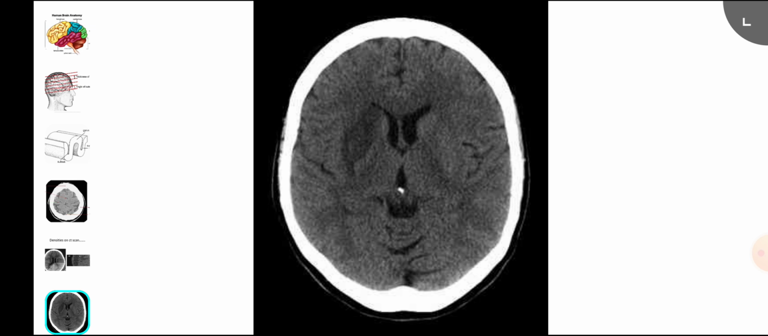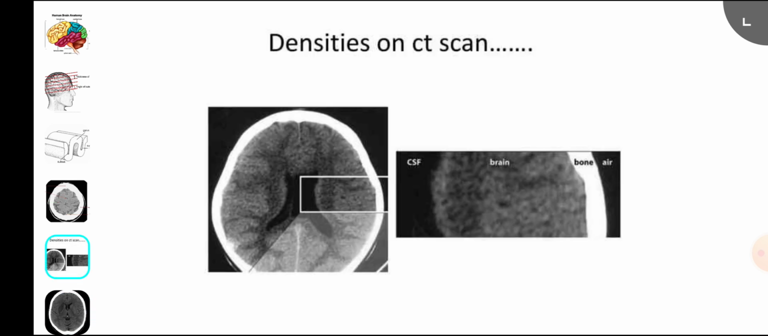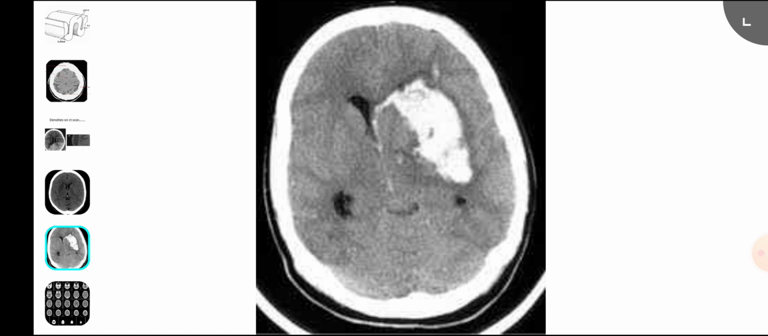So this is CSF, this is brain matter, okay, and here is something that is in between the black color of the CSF and the brain matter. This is ischemia. Let me make it clear. Here you can see this is the ischemic part. Then now look at here.